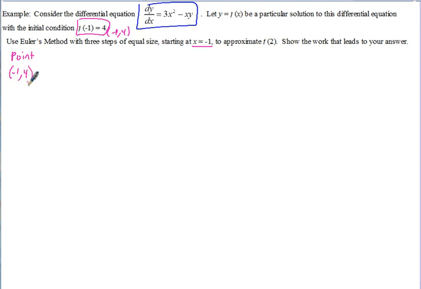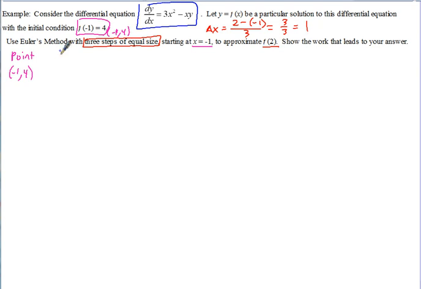This time it says we've got 3 steps of equal size. We're starting at -1 and we're trying to find f of 2. So you get our step size delta x. You take where it ends up, 2, minus where you're starting, -1. That's the width of the whole interval, divided by the number of steps, which is 3. So 3 divided by 3 is 1. So here delta x is just 1.